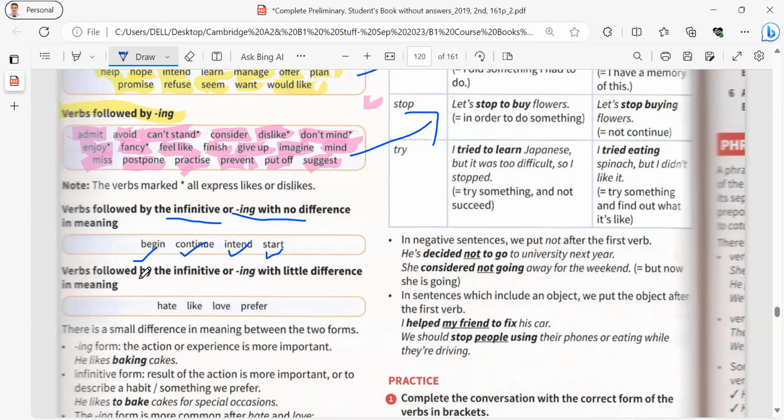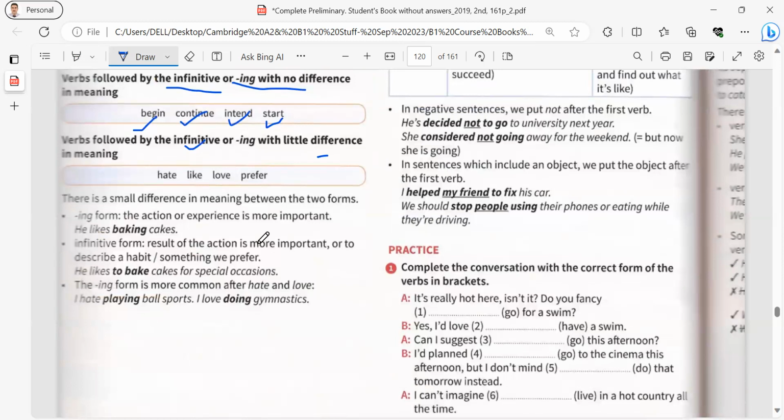Okay, طيب. Here, verbs followed by the infinitive to plus infinitive or ing with little difference in meaning. لكن في يعني little difference, في بيكون شوية اختلاف في المعنى. Like what? Hate, like, love.